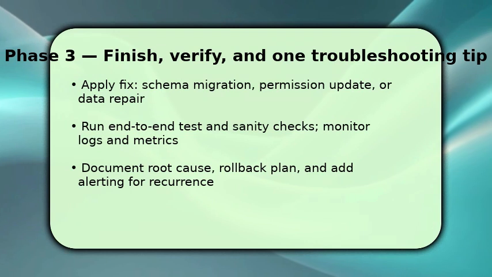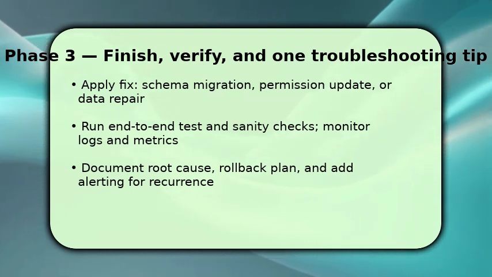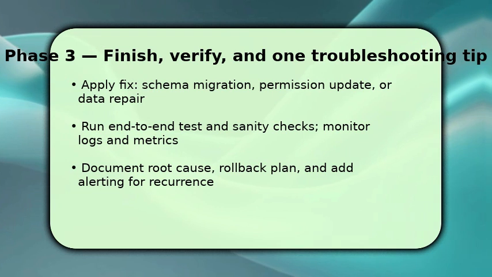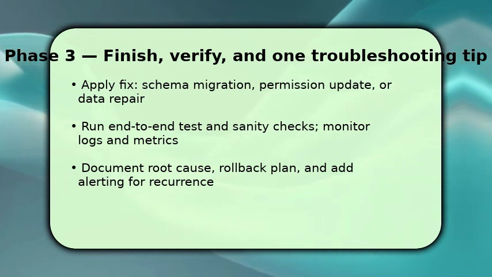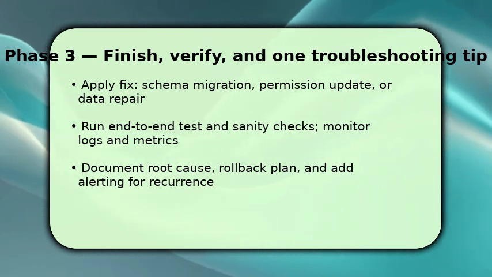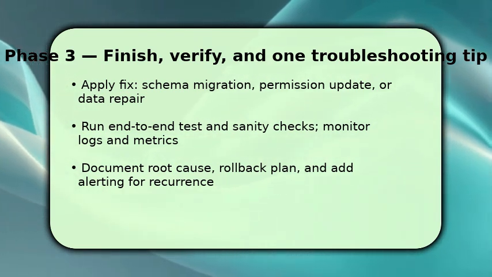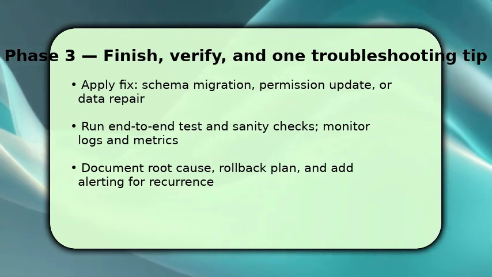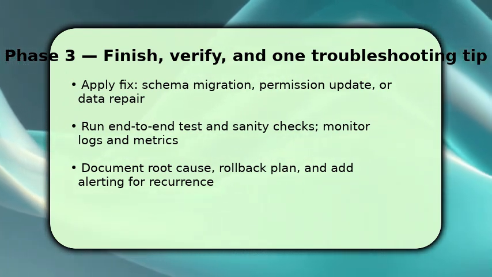If it was a schema or permission issue, deploy the migration or ACL change. If it was missing data, perform a controlled repair or rehydrate from backups. Once applied, run end-to-end tests and sanity checks and monitor logs and metrics for side effects. Make sure to document the root cause and update runbooks.